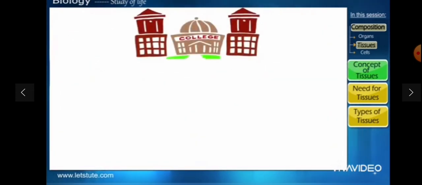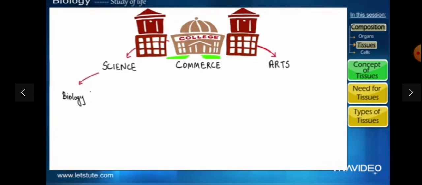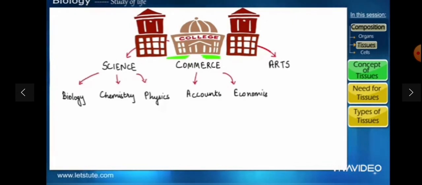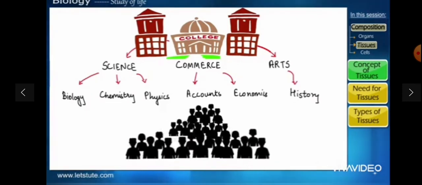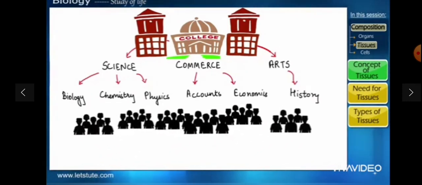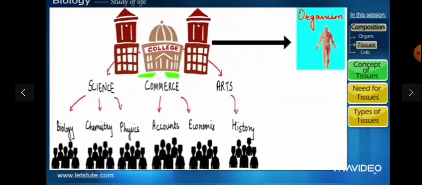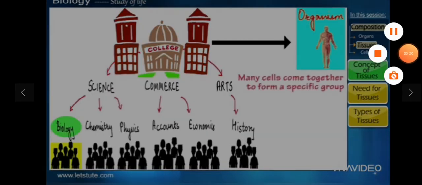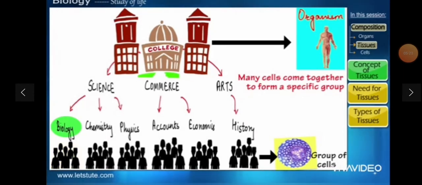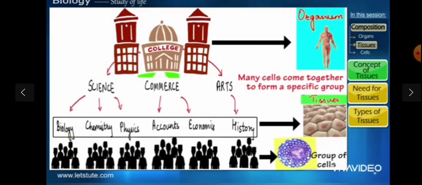As we all know, a college has many departments, such as the science, commerce, and arts departments. And each department has its own specific subjects. Many students choose to study a particular subject based on their liking. Similarly, a college as a complete institution can be compared to a living organism. Just as many students come together to form a class of biology, in the same way, many different cells come together to form a specific group called a tissue.